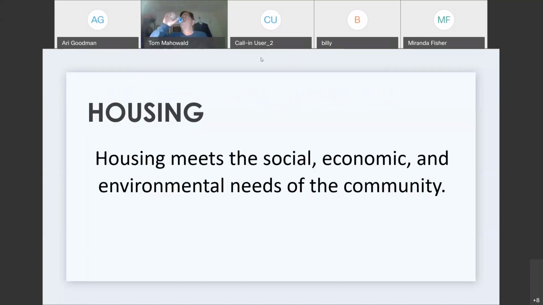Well, hello again. Housing meets the social and economic and environmental needs of the community. The reason we said environmental needs is wanting to introduce the concept in some way of habitat.